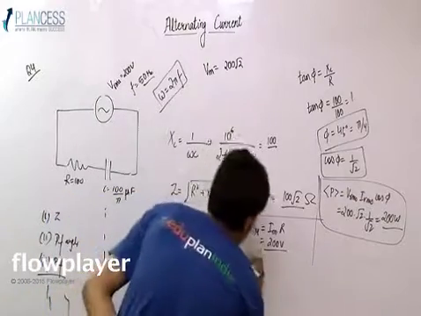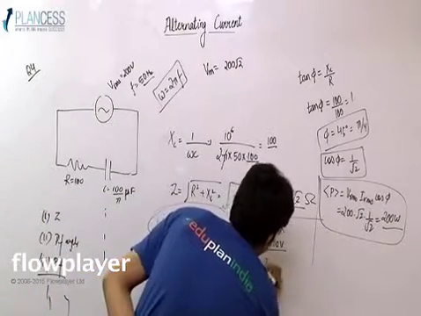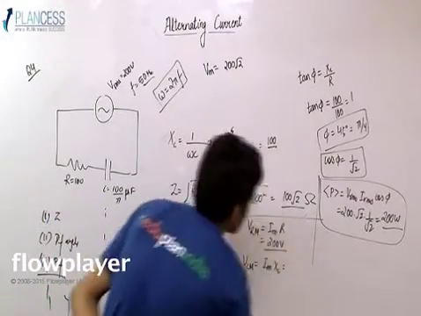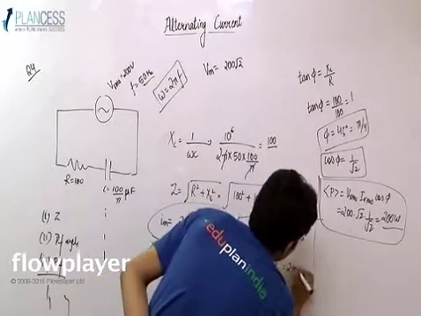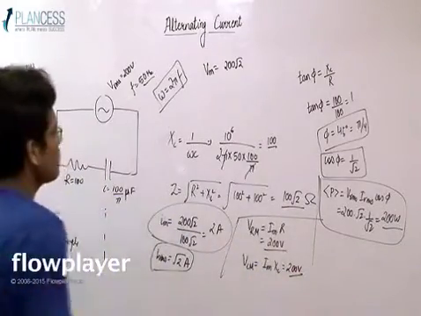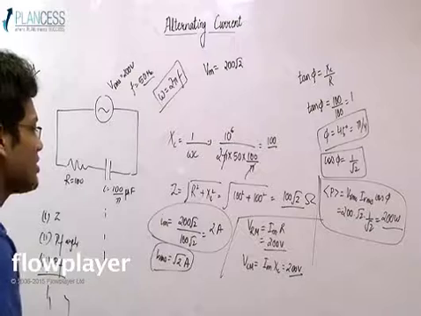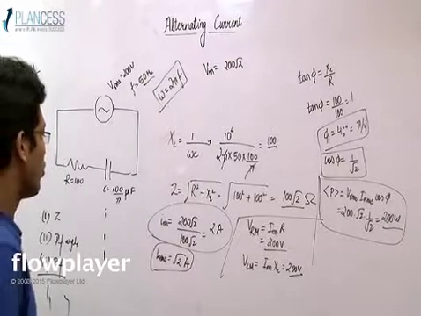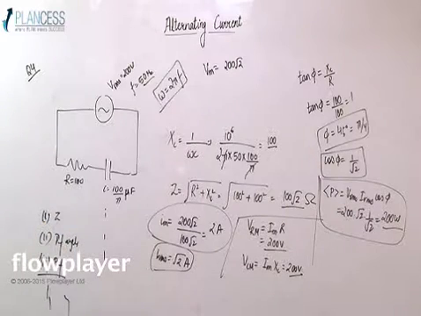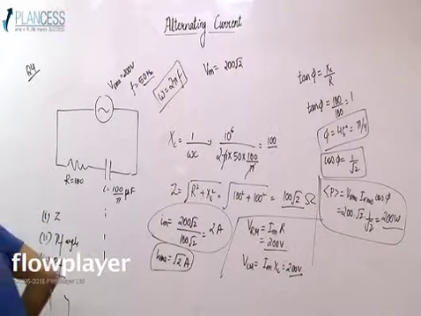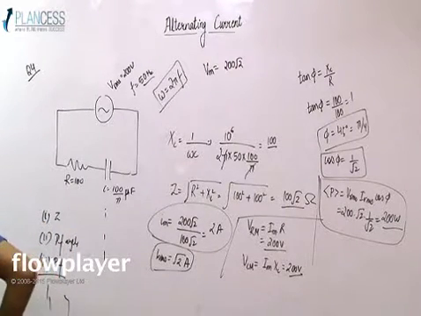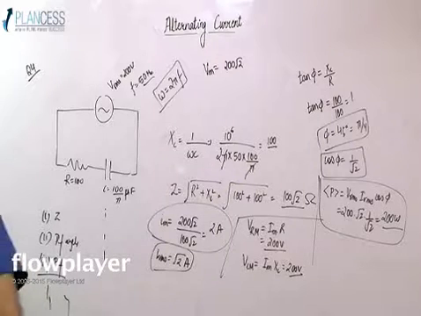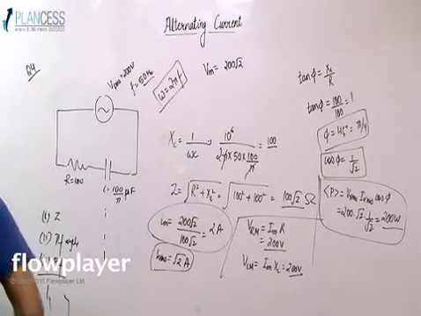If you want to calculate VC maximum, it would be I maximum into XC. XC is again 100 ohm, so it would be 200 volt. So VR maximum and VC maximum are 200 volt and 200 volt respectively. So these are the basic calculations, and I don't think I have left anything.